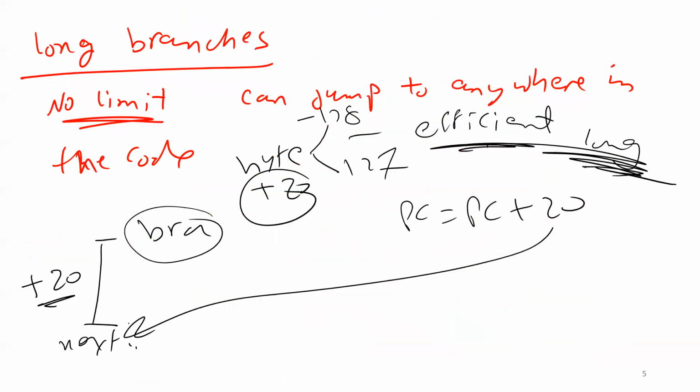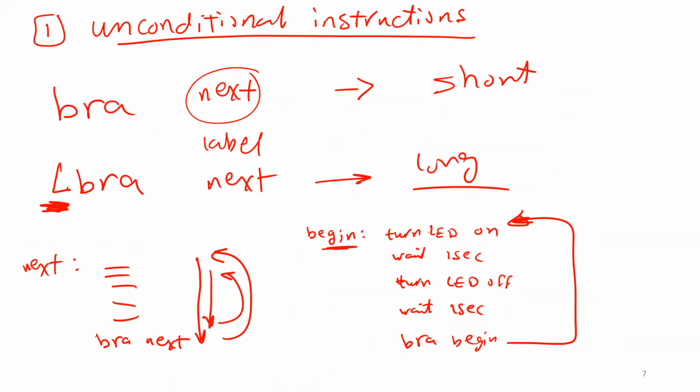Okay, so let's explain the instructions we have here. Number 1, unconditional instructions. We have only one instruction for unconditional, and it is easy. It is called BRA, branch. You say BRA and then a label, a name. If you put a name here, that means I want to branch to this location.